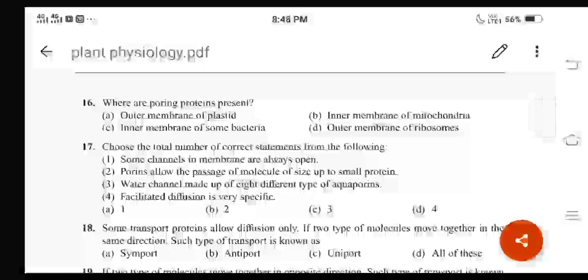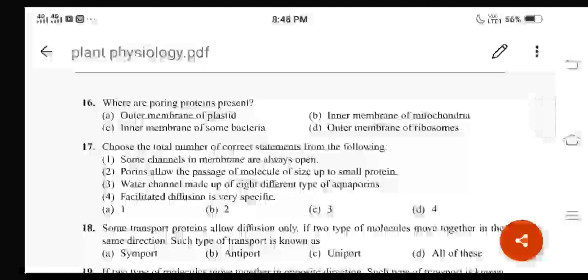Question 17. Choose the total number of correct statements from the following. Four statements are there, and we have to identify the correct statements among them. What are the different options here? Some channels in membrane are always open, some are closed. This is correct. And what is the second statement?